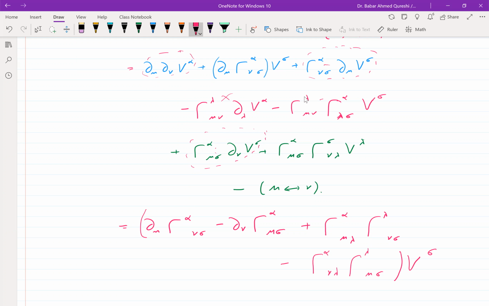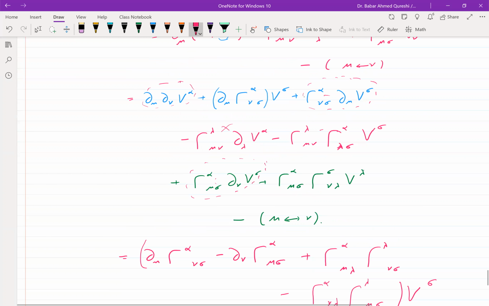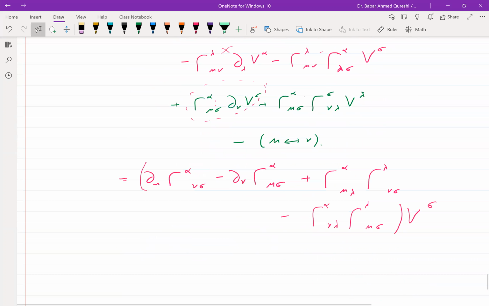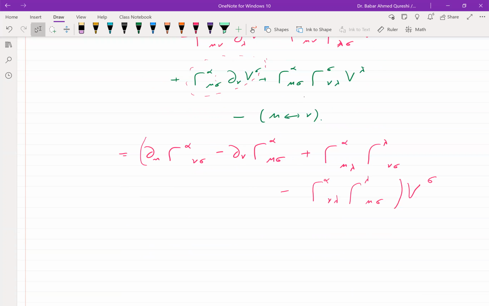So I thought we won't be able to do it, but finally we have actually succeeded at giving it a nice form. So that's the result of our computation. Now this guy has a certain index structure.